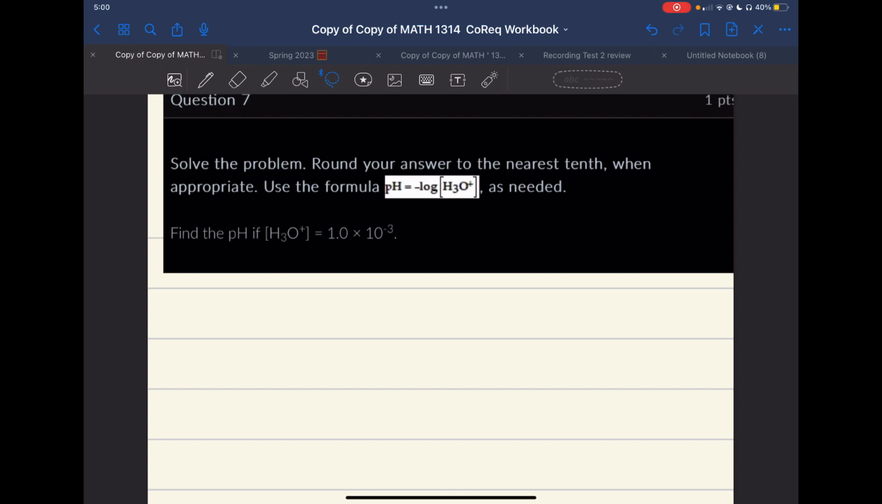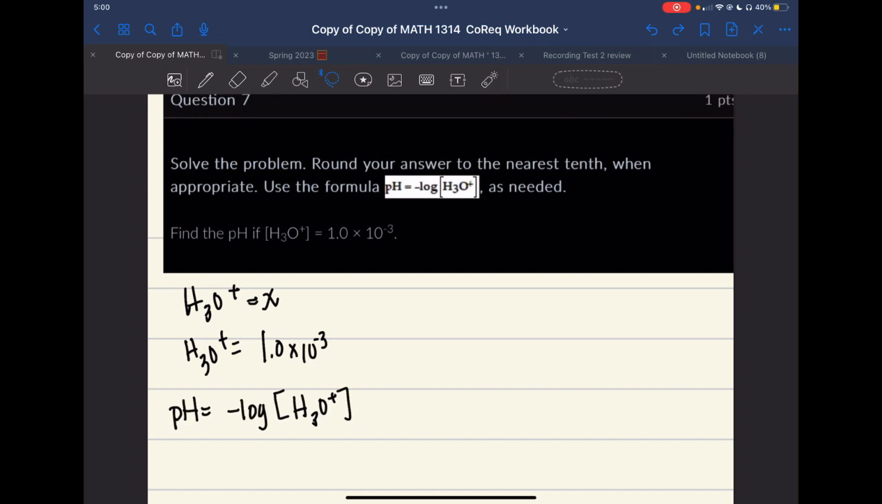And it's asking you to find the pH if the hydronium ion is equal to 1.0 times 10 to the negative 3. Again, the hydronium ion, we're just calling x. And we're using the formula for the pH, so we just substitute it in. pH equals negative log of 1.0 times 10 to the negative 3. So then my pH is equal to 3.